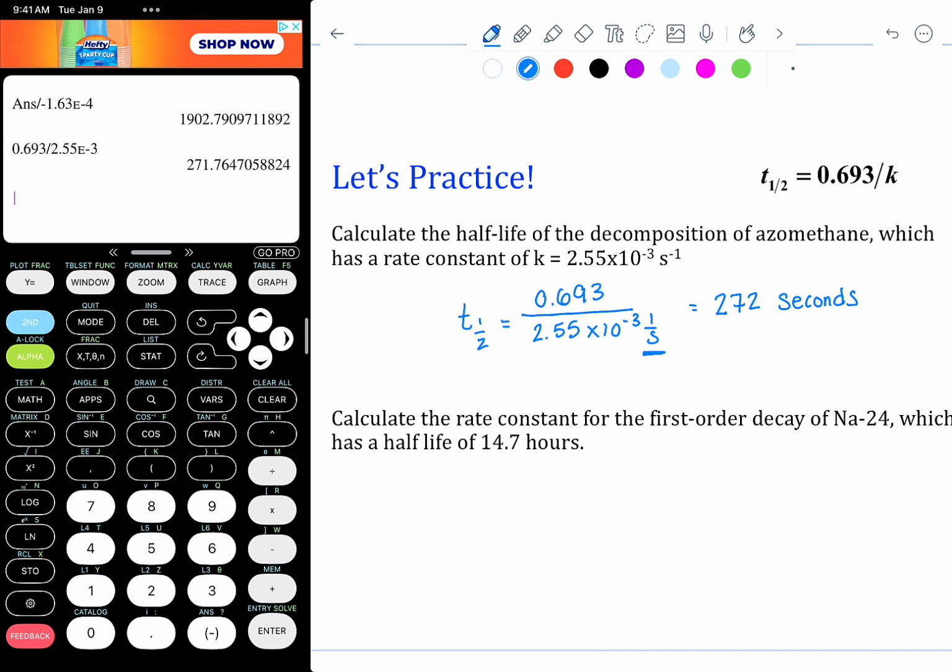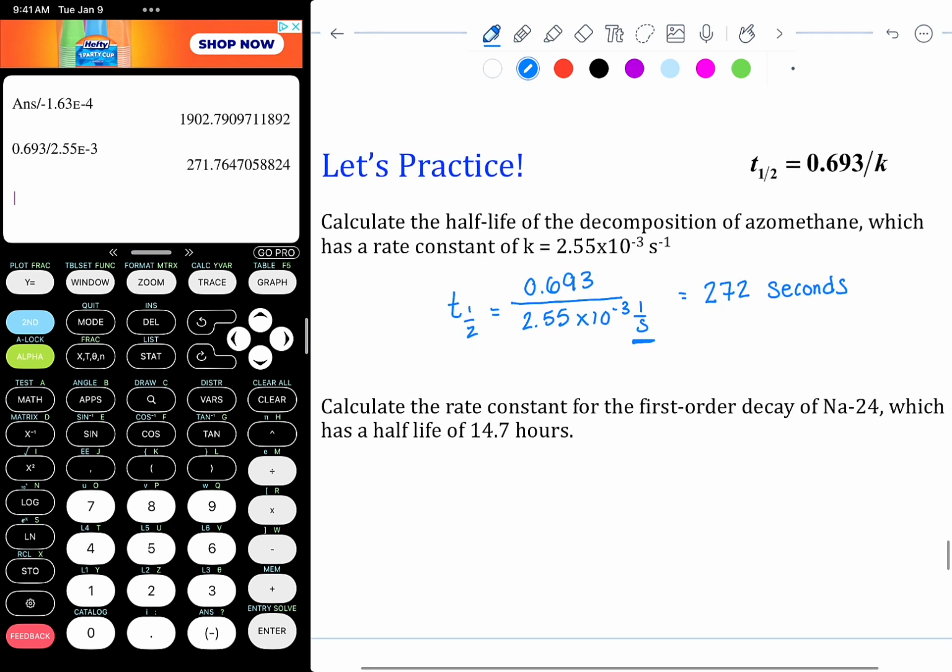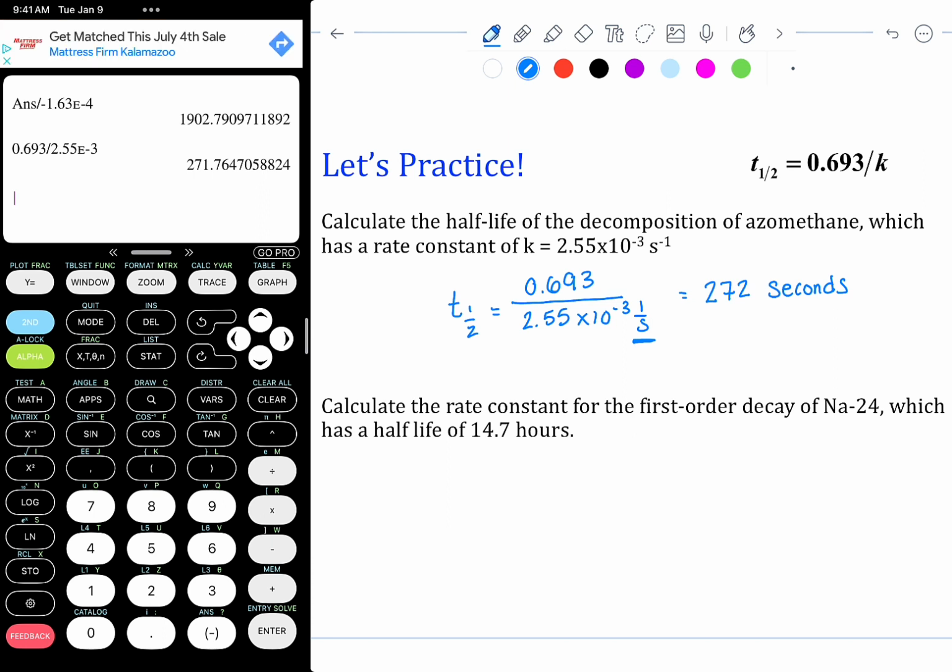Our second problem wants us to calculate the rate constant for the first order decay of sodium-24, which has a half-life of 14.7 hours. So we know in this problem the half-life, T1/2, and we want to use that to find k. Perfect, we can do that, we just have to plug it in. However, we know that rate constants in first order have to have units of 1/seconds. So we first have to convert that 14.7 hours to seconds so we're getting our k in its proper units.